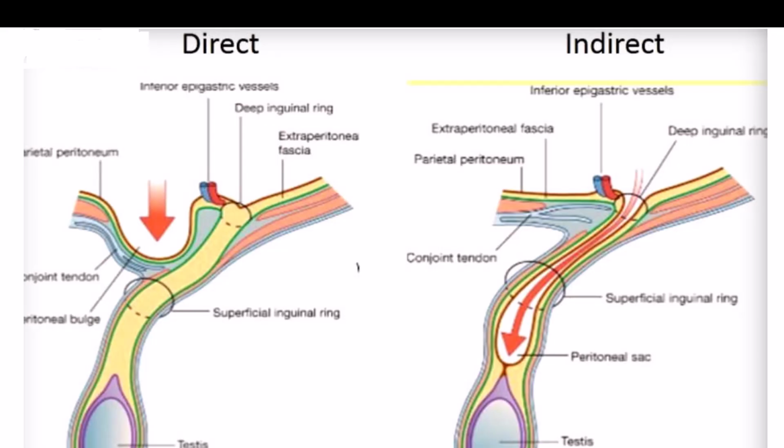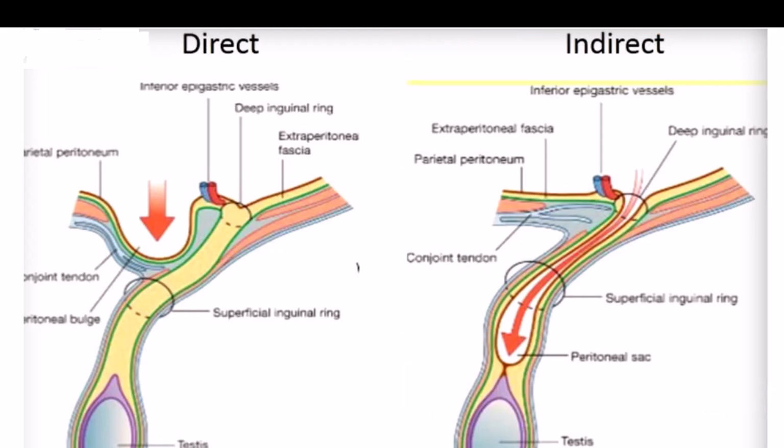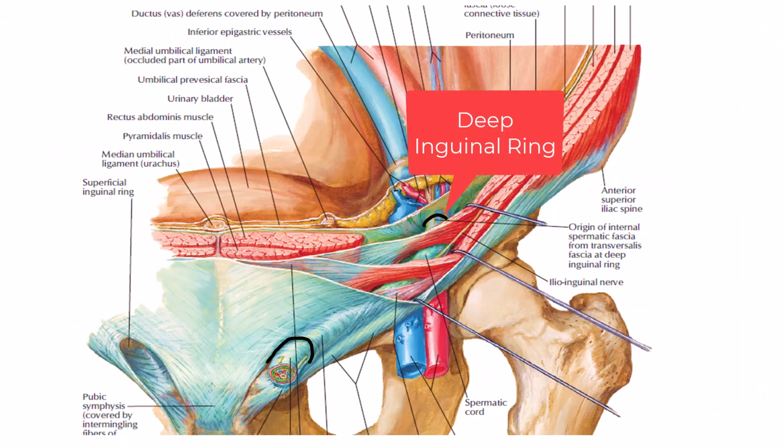Now I will tell you a very important clinical test that you are going to do on the clinical side, and this is the deep ring occlusion test. You know very well that the indirect inguinal hernia follows the rule: it passes through the deep ring and then through the superficial inguinal ring. The deep ring is at the level of the mid-inguinal point, and the mid-inguinal point is between the anterior superior iliac spine and the pubic symphysis.